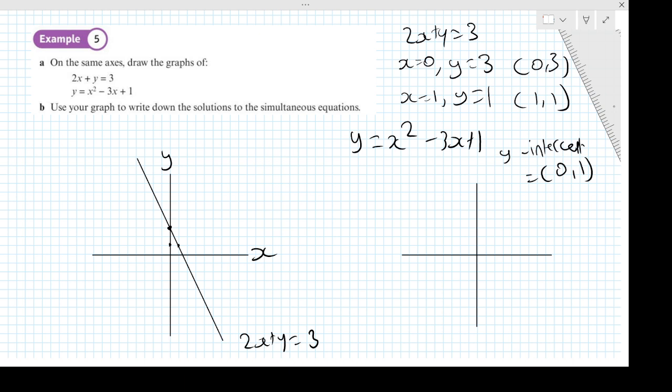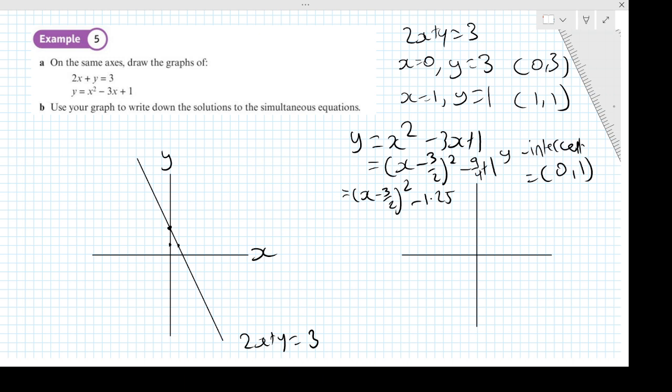And the turning point might help as well. So the turning point, we can complete the square, remember? So x minus a half of 3, minus 3 over 2, all squared. Then minus 9 over 4 by squaring it, plus 1. Then we can simplify it to get x minus 3 over 2 all squared, minus 9 over 4 plus 1, which would be minus 1.25, okay? I'm going to leave it as a decimal because I think it's a lot easier to interpret, right?